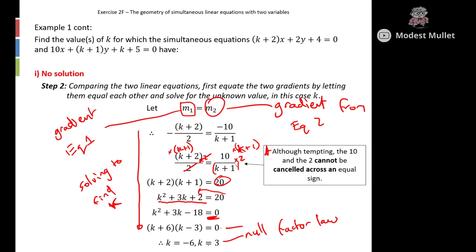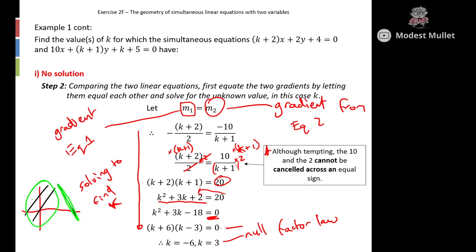And as I said before, we've ended up with 2 k's. Either when k equals -6 in this situation or k equals 3, the gradients will be the same. We just need to know, is that a case where the two lines are parallel, or is it going to be the special case where there's one line and then the other line is exactly on top of it?